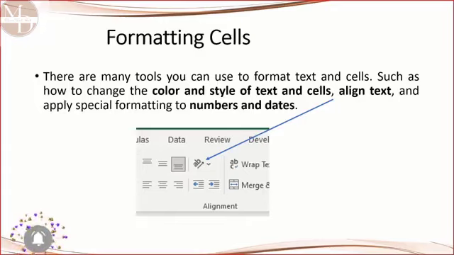Formatting cells. There are many tools you can use to format text, cell and cell, such as how to change your color of a text, and cell, align text, apply special formatting, number and date. Look at the arrow. That's alignment. Let's go and try it.